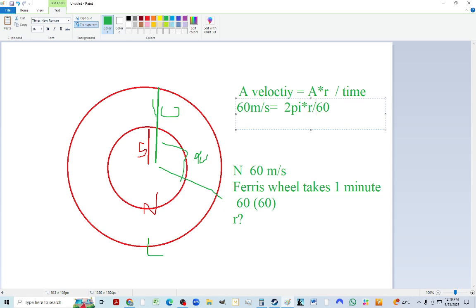First thing we do, right now r is, the whole thing is being divided by 60. So we multiply both sides by 60. We get 360 meters per second is equal to 2 pi times r. Then we're trying to get r all alone, so we're going to divide both sides by 2 pi.